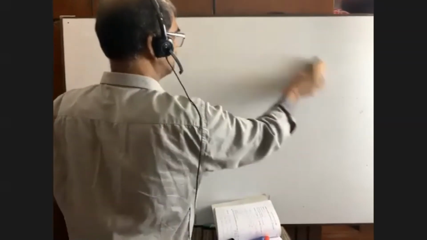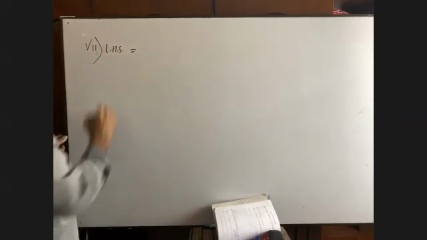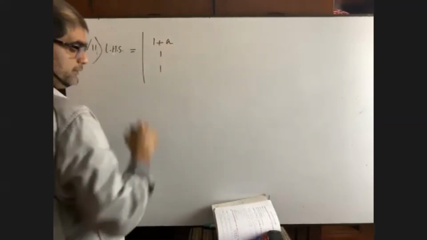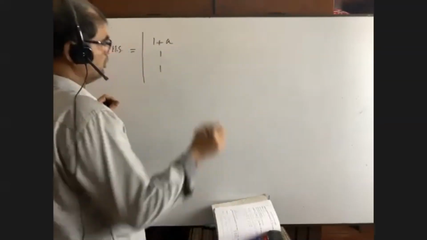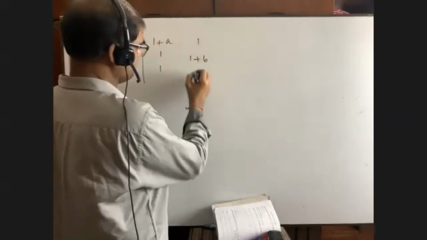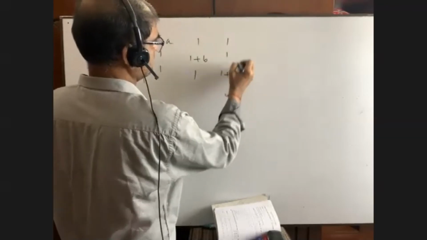Is it the easiest one or the hardest one? It was the easiest one, okay? Now go to question number 7. Left hand side, as usual, you write down the left hand side: 1 plus a, 1, 1; 1, 1 plus b, 1; then again 1, 1, 1 plus c.